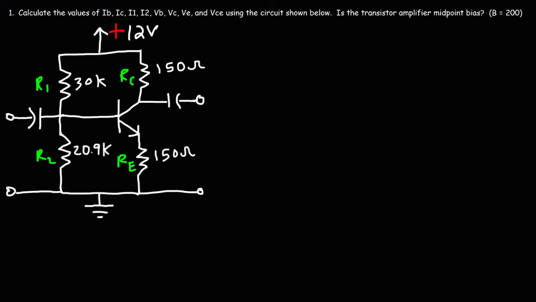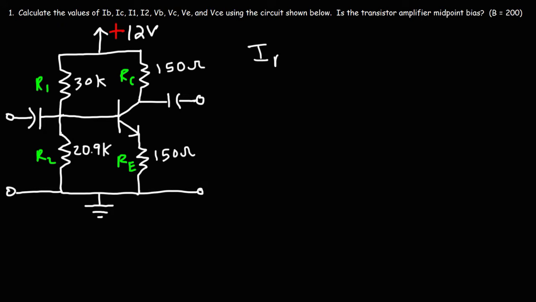And then we're going to determine if this particular transistor amplifier is midpoint bias. Now we're given the beta of the transistor, it's 200. That's the HFE value. So how can we solve this circuit? The first thing that we want to do is calculate the base current IB.